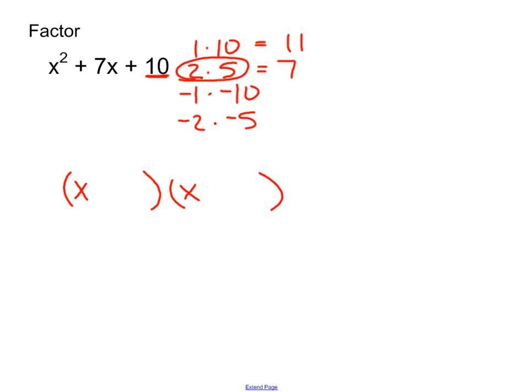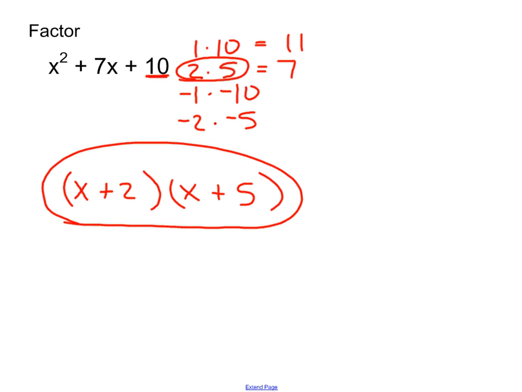Now, the 2 is positive, so we'll put plus 2. The 5 is positive, so we'll put plus 5. And these are my factors for x squared plus 7x plus 10. So to begin with, it looks kind of hard, but if you can simply find your factors of 10, so that's two numbers that multiply to make 10, but then they add to make 7, then after you get that, it's really easy to find your two factors.